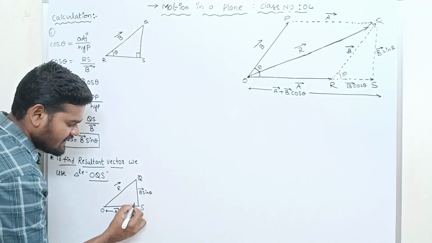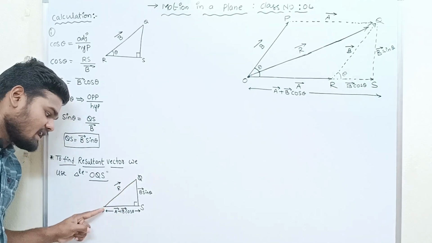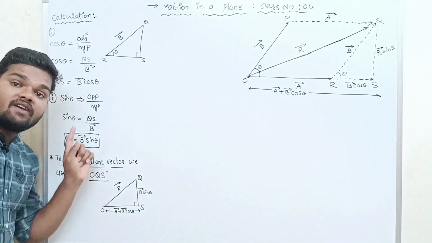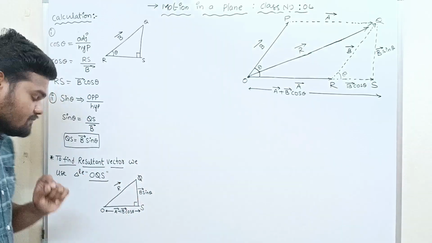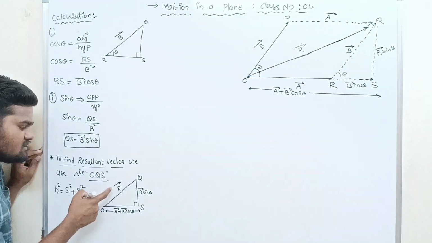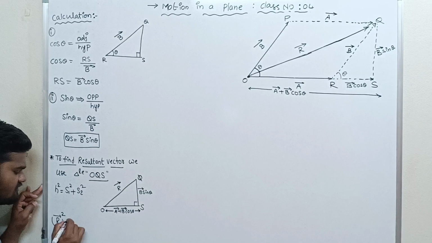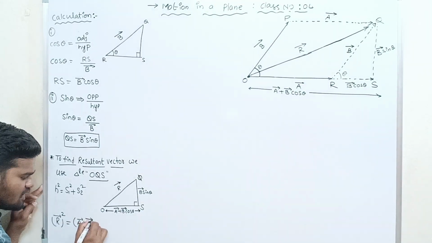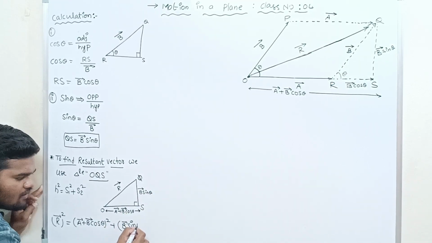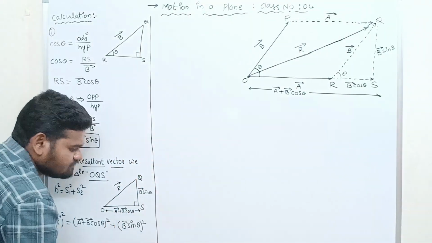Again, this is a right angle triangle. We have to find the resultant vector. This is the hypotenuse. In case of a right angle triangle, if we know the values of two sides and want to find the third side, we use the Pythagoras theorem: hypotenuse square is equals to side 1 square plus side 2 square. So R bar square is equals to (A bar plus b bar cos theta) whole square plus (b bar sin theta) whole square. Are you able to see the board? Right. Now I'm expanding this term.